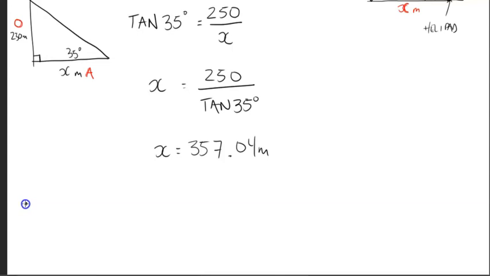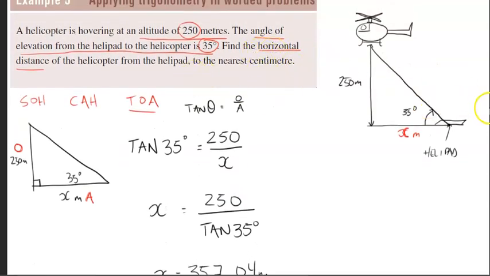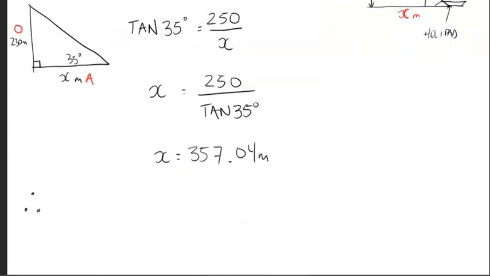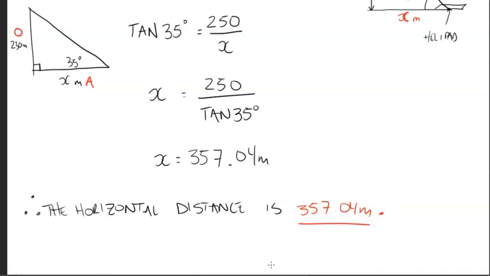Now this is a worded question. So therefore, what is it that we're looking for again? We are looking for the horizontal distance of the helicopter from the helipad. So the horizontal distance, and we can just keep it as simple as that. The horizontal distance is 357.04 meters. You can keep the solution as that.